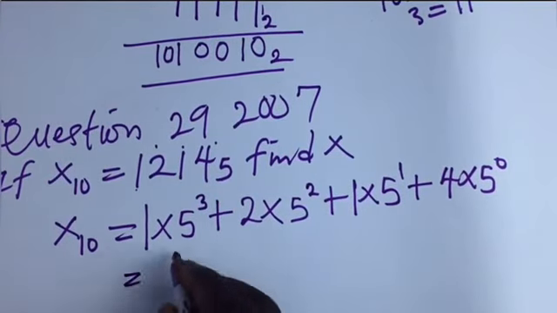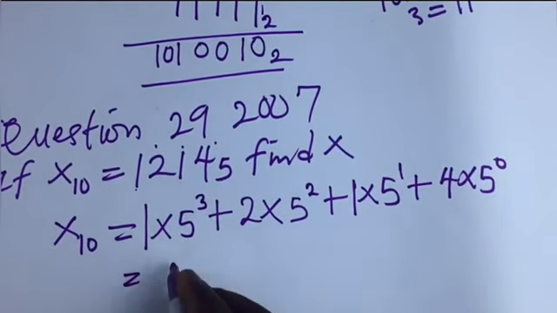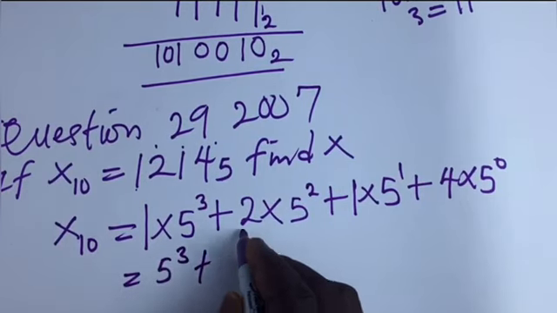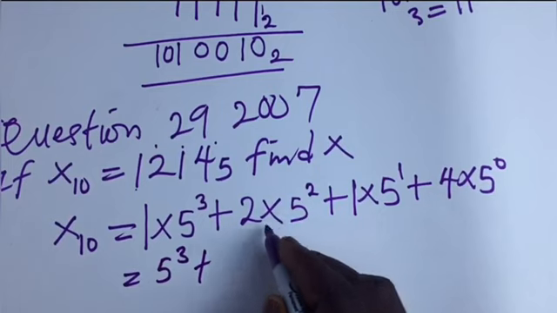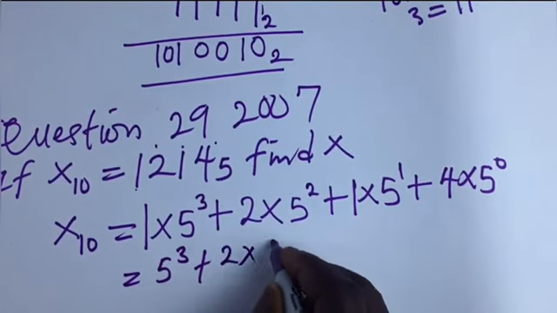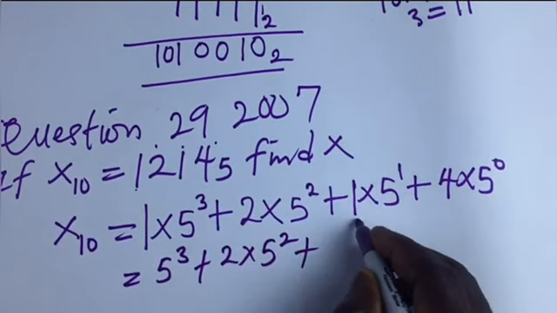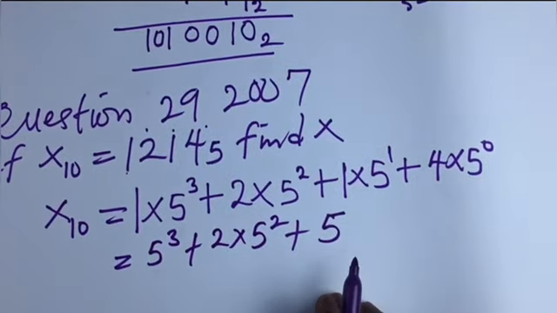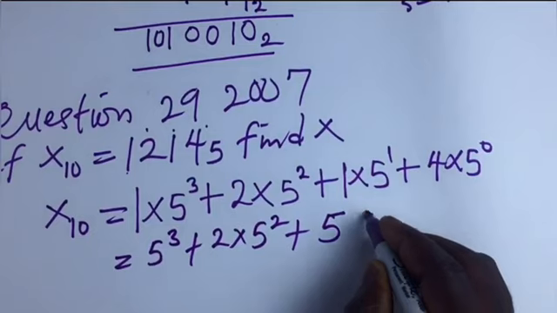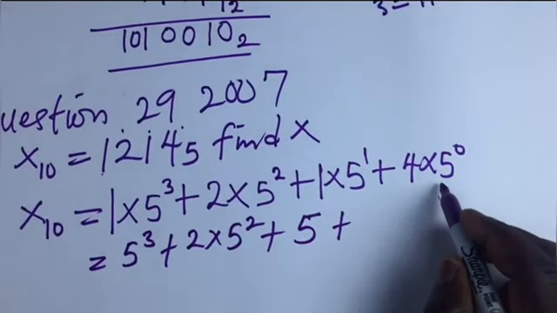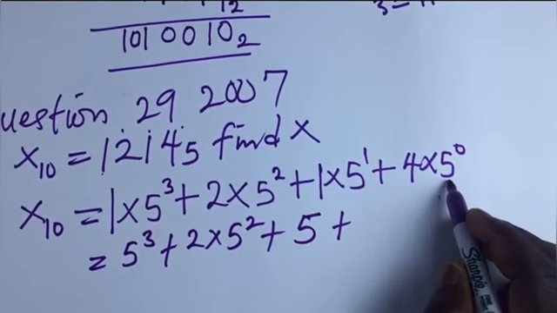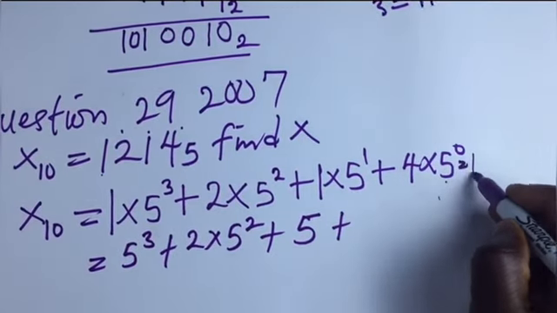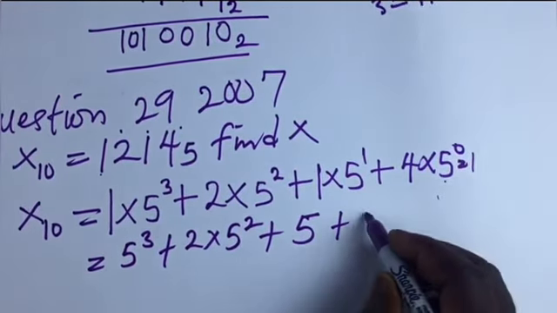So if we remember, whenever you multiply a number by 1, it's the same thing. That's 5 raised to the power 3, plus, let me just rewrite it here, plus 1 times that number is the same thing, 5 raised to the power 1. Anything raised to the power 1 is the same number, okay? Plus, remember this, we said whenever any number is raised to the power 0, it becomes 1. So it means this is 1. 4 times 1 is what? 4. Alright.